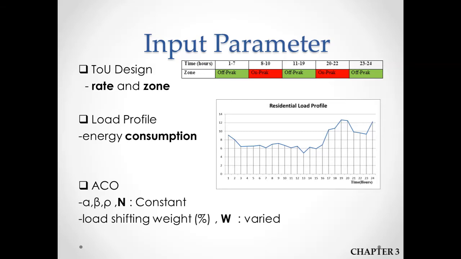Next are the important parameters that we needed in this research. First, the tariff must be designed properly according to the load sample profile. The rate and the time zone are chosen. Next is the energy load profile parameter. This is obtained from the MyTMB data that has been downloaded before. Next is the SEO parameter. The alpha, beta, rho and the number of iterations are defined as constants. What needs to be varied is the load shifting weight percentage.